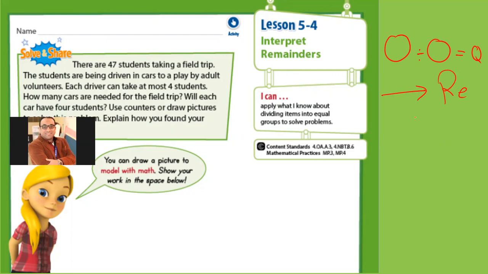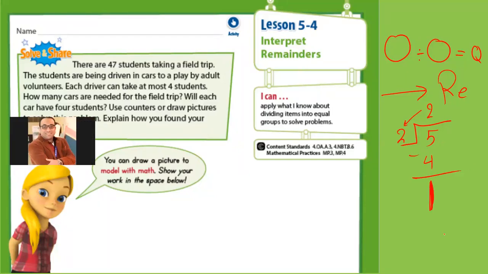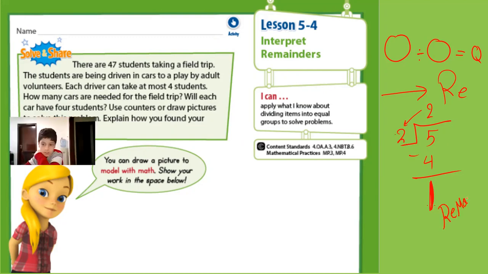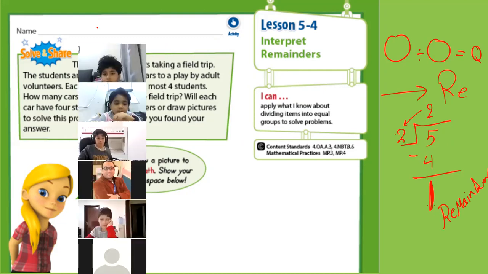This remainder is what is left over after dividing. Suppose, as we said, we have 5 divided by 2. What is the number that if you multiply it by 2, you will get 5? Nothing. But 2 times 2 equals 4. This one is not divisible by 2. I cannot divide it by 2 because it's less than the divisor, so I have a remainder. Is it clear what the meaning of remainder is, or do you need more? Yes, it's so easy.